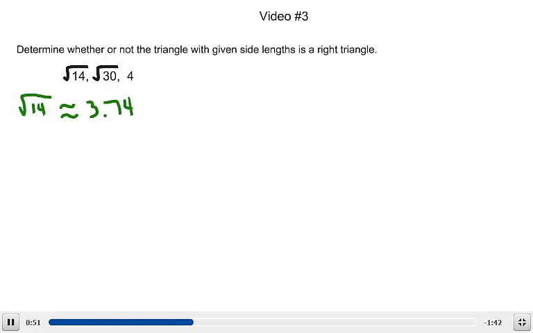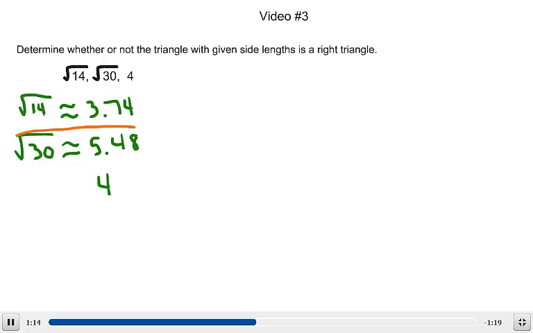3.74. The same thing with the square root of 30. The square root of 30 is approximately 5.48. So we have the side lengths 3.74, 5.48, and 4. Looking at these three lengths, we know that if this is a right triangle, the longest side would be the hypotenuse. So this is our longest side of the triangle. If it's a right triangle, this would be the hypotenuse.